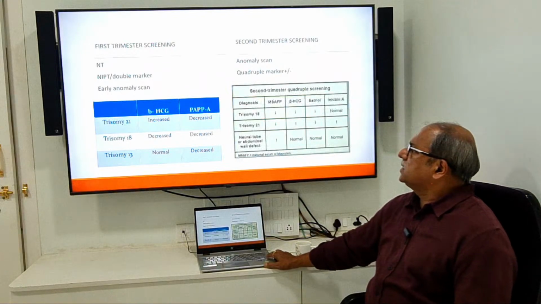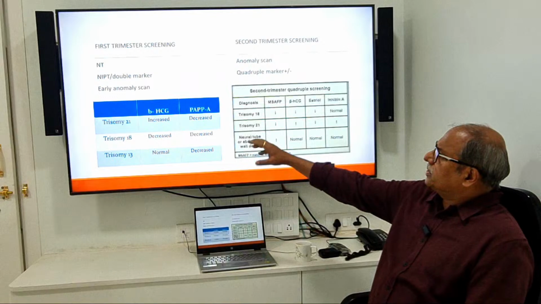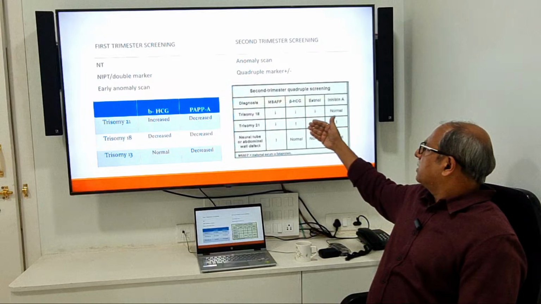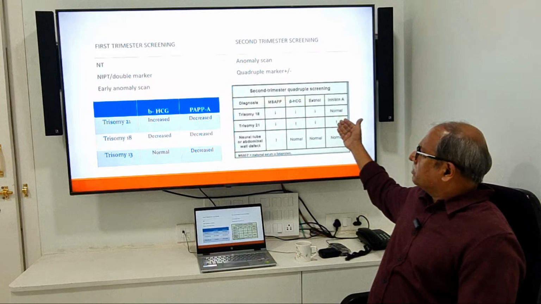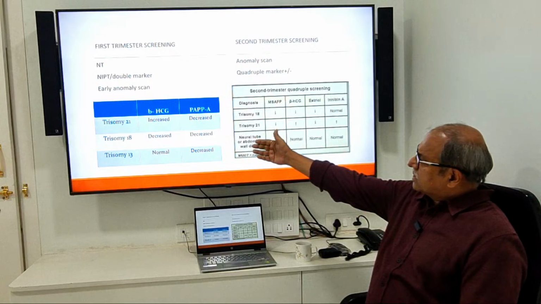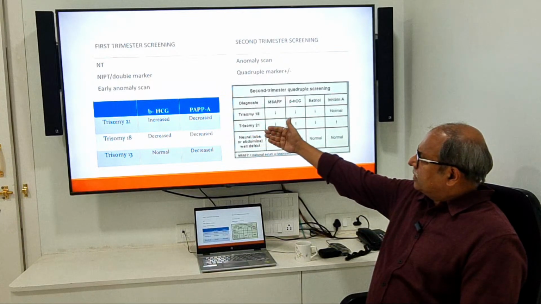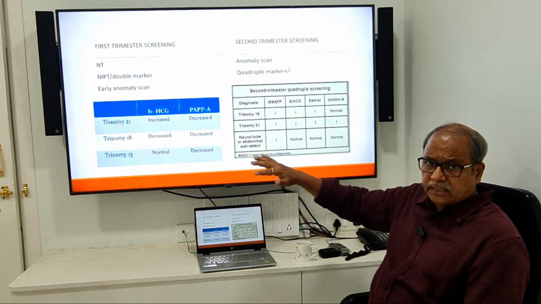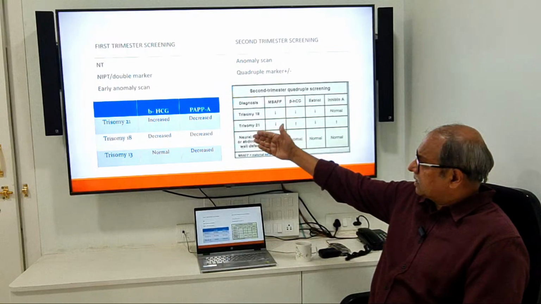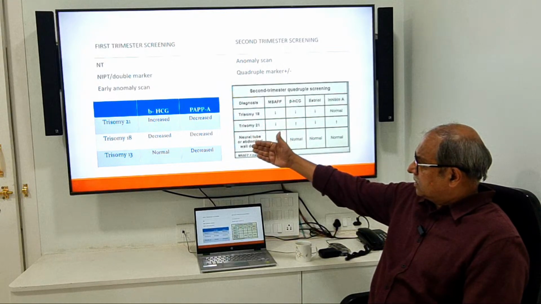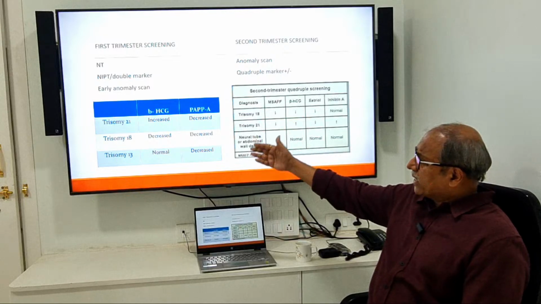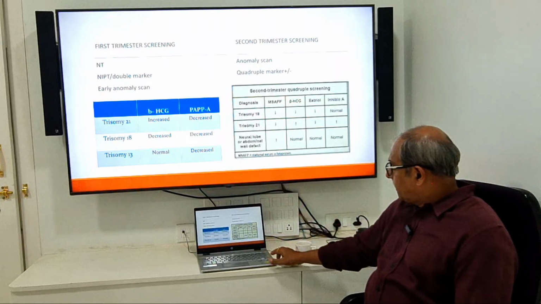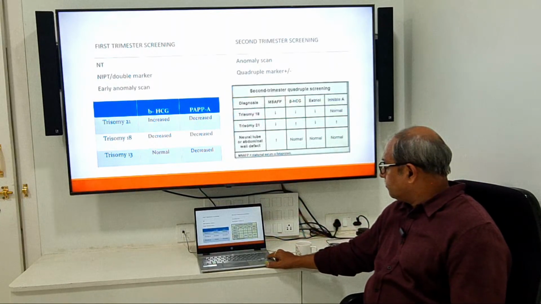So these are the chromosomes with which the baby might be born. And this is the table of what happens with MSAFP and beta HCG in the quadruple test. In the first trimester, what happens with beta HCG in trisomy, and why it happens, there are multiple theories. I am not going into those details. Beta HCG in trisomy 21 is increased, it is decreased in 18, and normal in others. What happens with the placental cells with these types of trisomies? Because these are all placental chemicals.